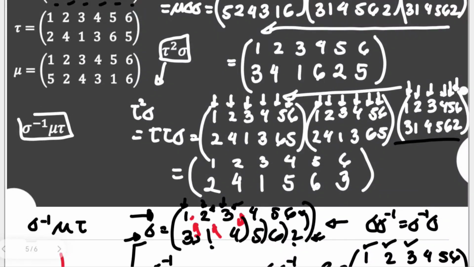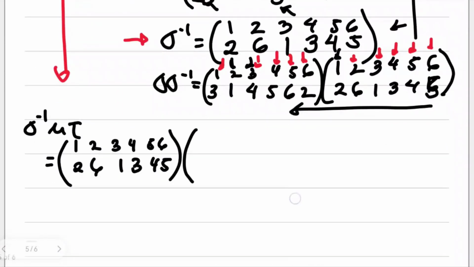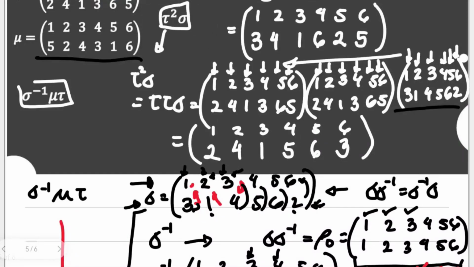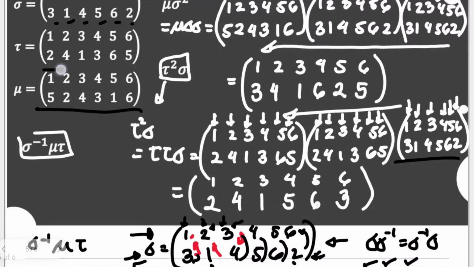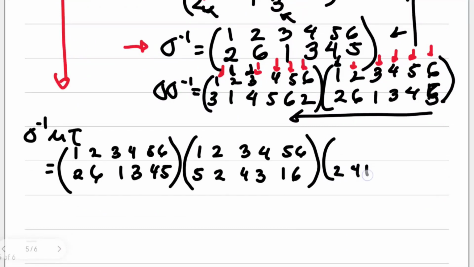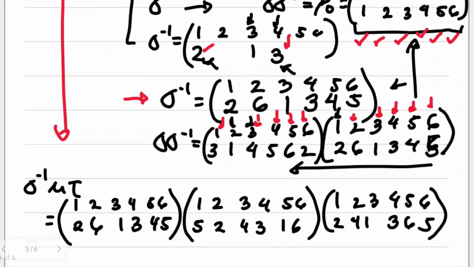So mu is actually this one here. Okay, 5, 2, 4, 3, 1, 6. That's 1, 2, 3, 4, 5, 6. Let me check. 5, 2, 4, 3, 1, 6. And your tau, 2, 4, 1, 3, 6, 5. So 1, 2, 3, 4, 5, 6. Again, tau is 2, 4, 1, 3, 6, 5. Sorry, I just memorized it.